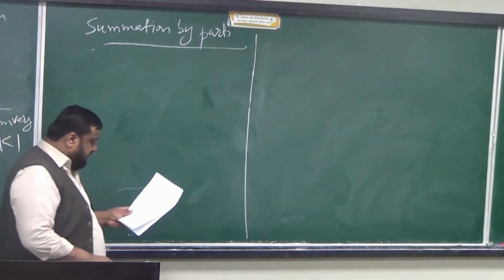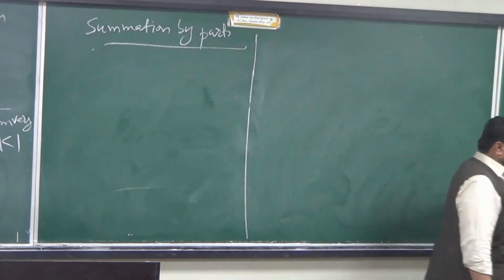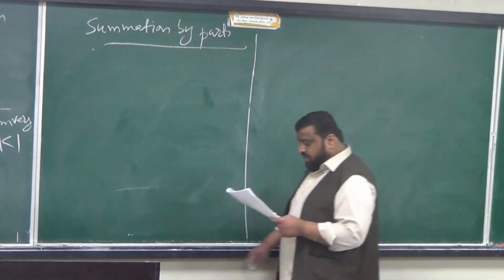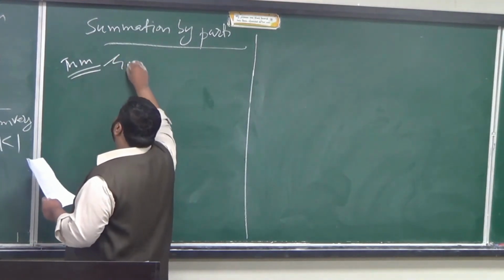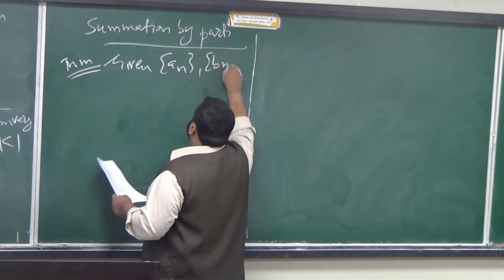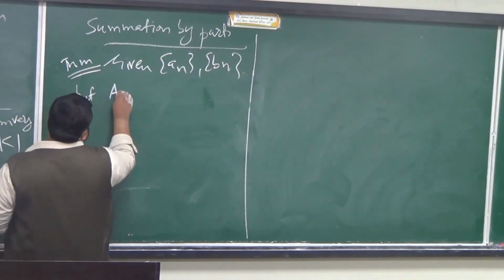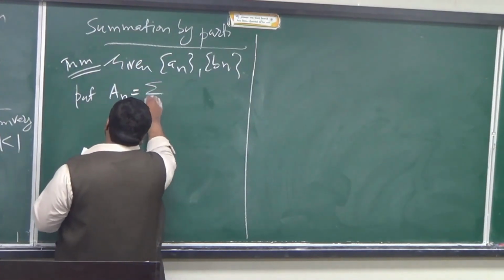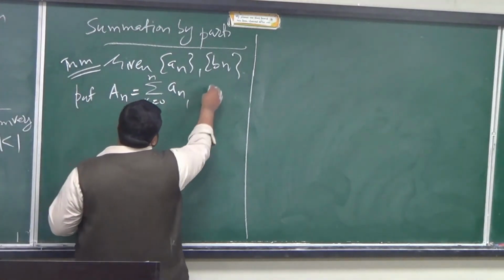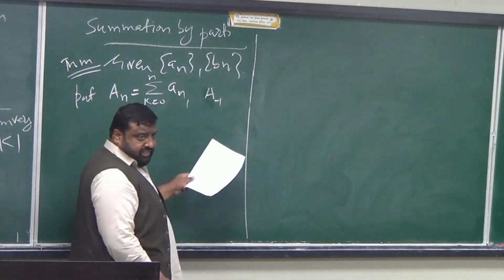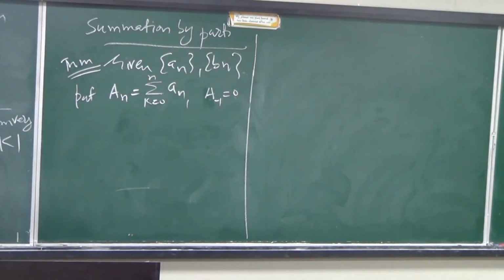So let's try to prove a result based on summation by parts. Imagine I have been given two series, a_n and b_n, and put A_n as the partial sum from 0 to n. For convenience, I will need A minus 1, so I'll just define A minus 1 to be 0.